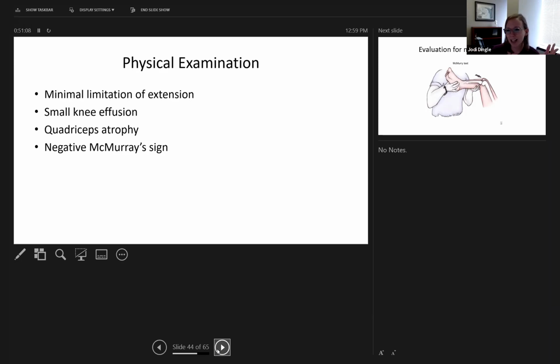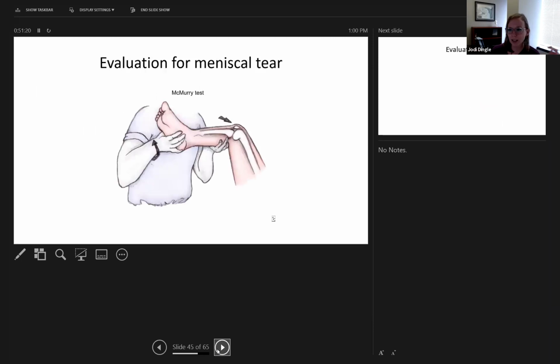She might have a tiny knee effusion. She does have some quadriceps atrophy, and she has a negative McMurray's sign. So you're thinking maybe with this basketball history, have you torn your meniscus? McMurray's test, if you remember, is one that looks for meniscal tear by applying pressure to the joint and rotating to see if they have pain with that movement.